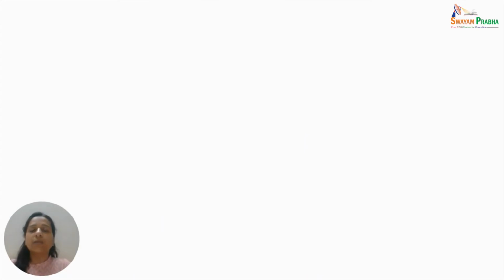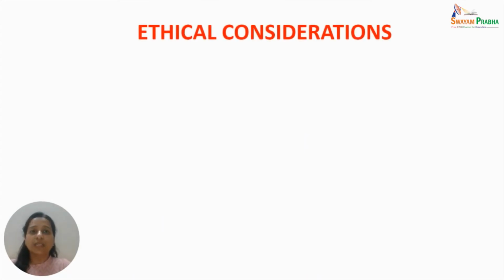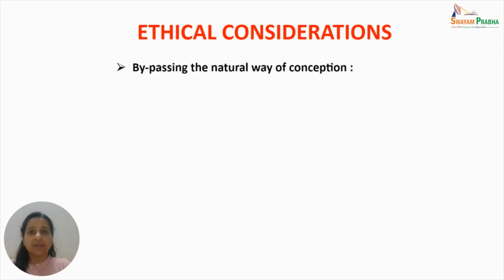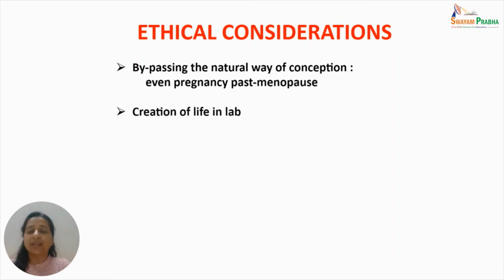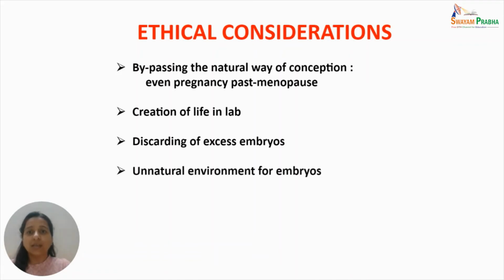Apart from the risks involved, there are certain ethical constraints for the process of IVF. IVF bypasses the natural way of conception, and even females who are past the menopausal age can get pregnant. IVF creates a life in the lab. Excess embryos which are produced during the fertilization step in the lab are discarded. Only a few successful embryos are transferred to the uterus of the mother, while the remaining embryos are discarded.